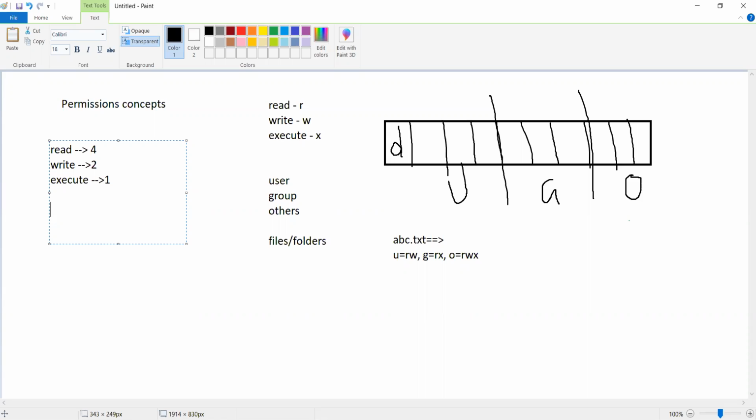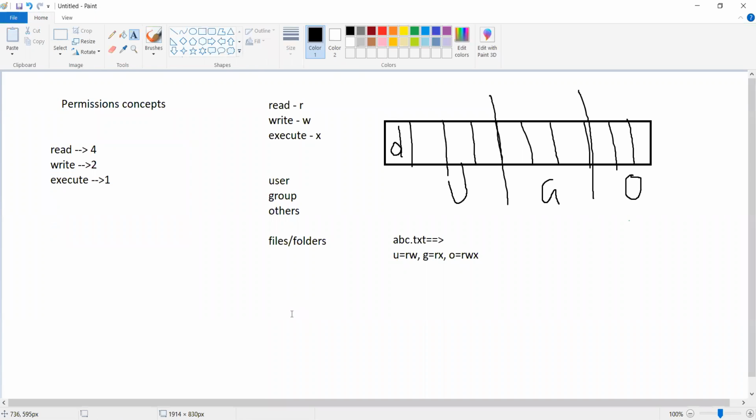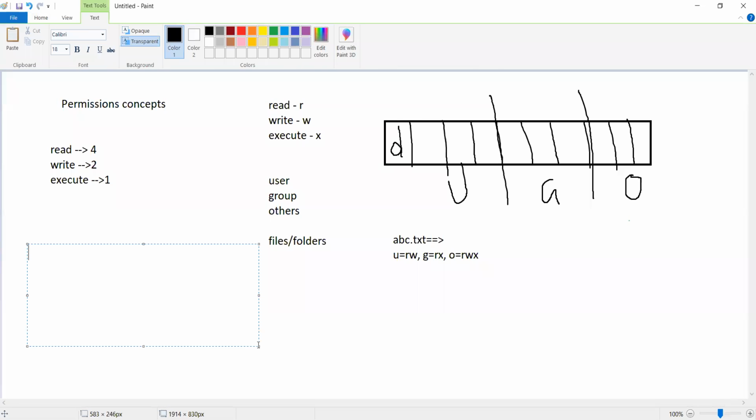Using these values, we have to change the permissions at a file or folder level. The first requirement I am giving: user should have read-write, group should have read-execute, and others should have read-write-execute privileges. For assigning any permissions, we have two concepts basically. You can use any one of them. One is absolute permissions, and the second one is symbolic permissions.